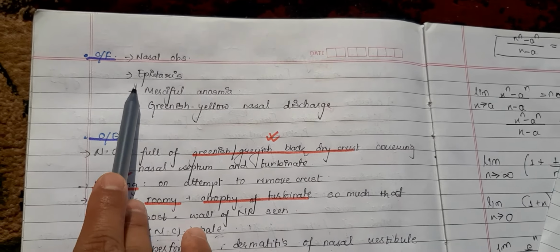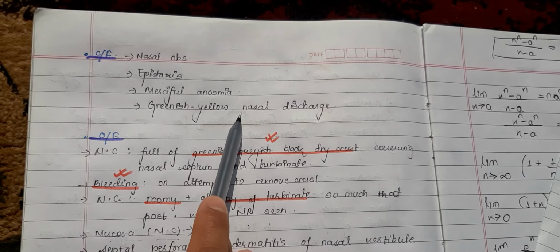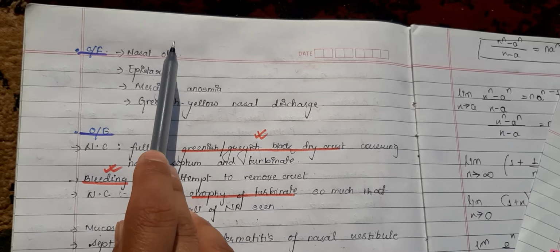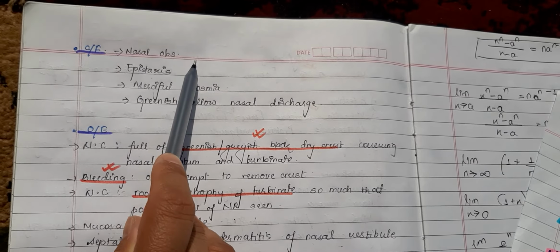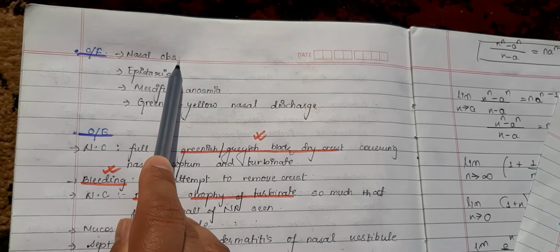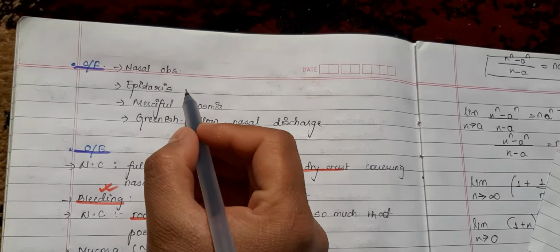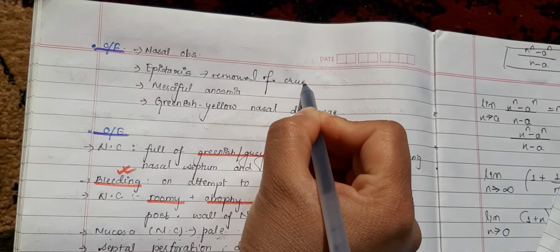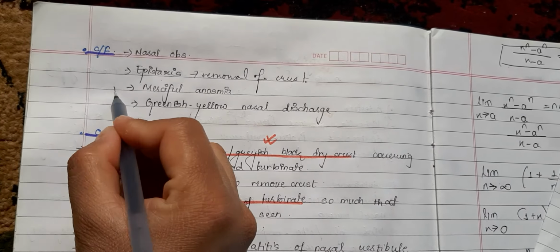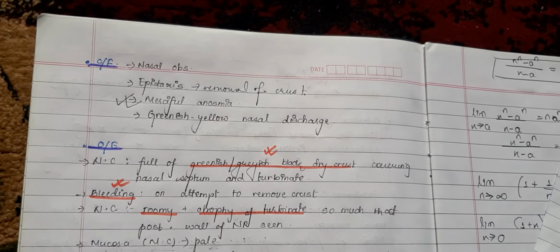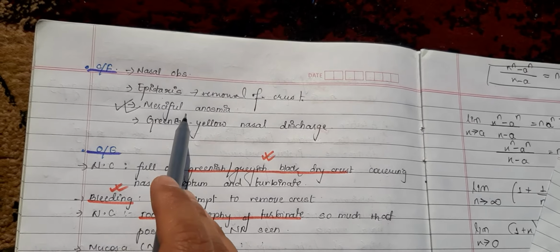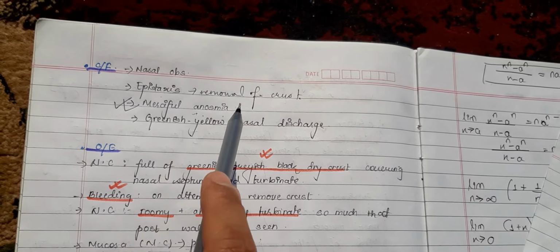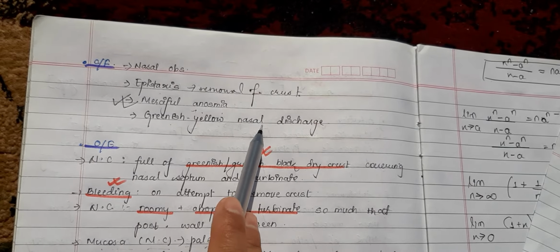Talking about the clinical features, the patients mostly present with nasal obstruction, epistaxis, merciful anosmia and greenish yellowish nasal discharge. The nasal obstruction is due to the fact that the nasal cavity, even though it is widened, is filled with crust. Epistaxis occurs when there is an attempt to remove the crust. The anosmia is typical, that is, merciful anosmia, as the foul smell from the nose makes the patient a social outcast, even though the patient himself is unaware of the smell due to marked anosmia. There is also greenish yellowish nasal discharge.